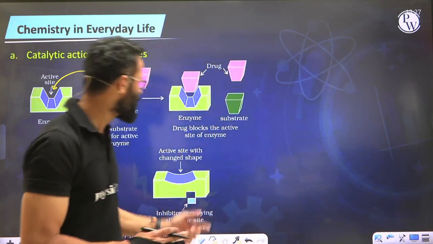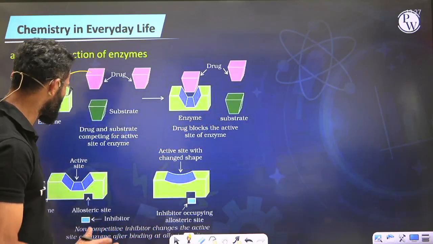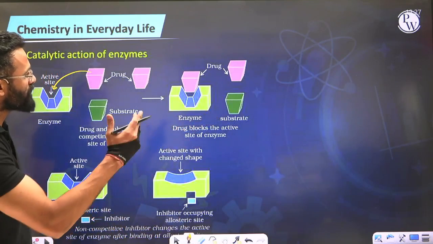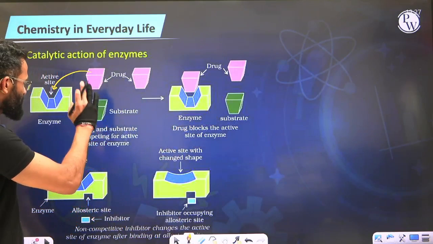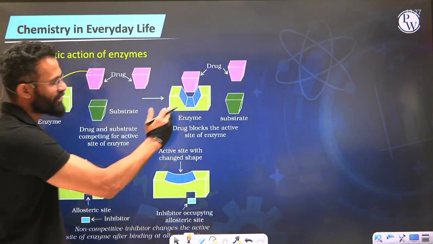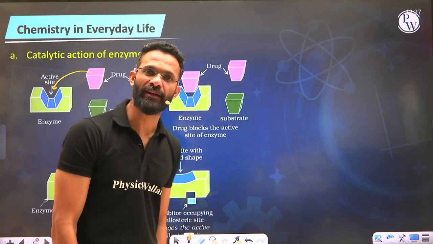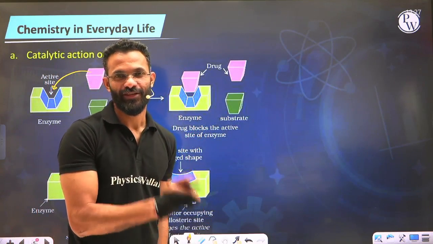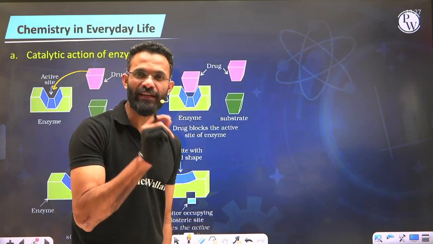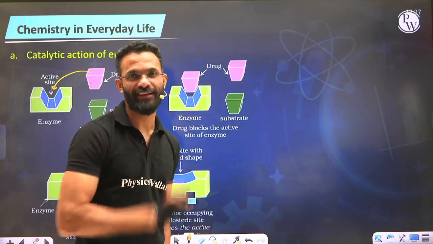What do we call it? Competitive inhibitors. So one type of drug which directly competes with the substrate and inhibits the catalyzed reaction is what we call a competitive inhibitor. So this is one of the types of interaction of a drug with the enzyme.